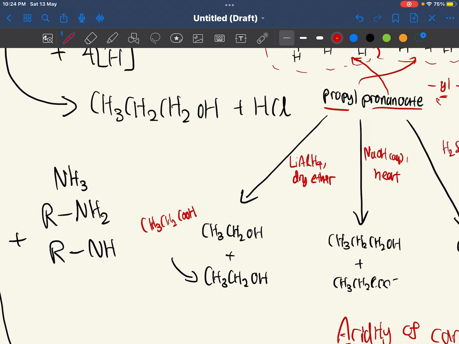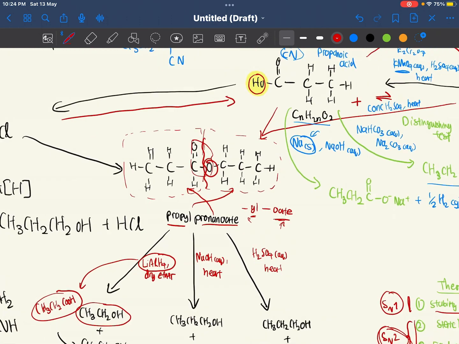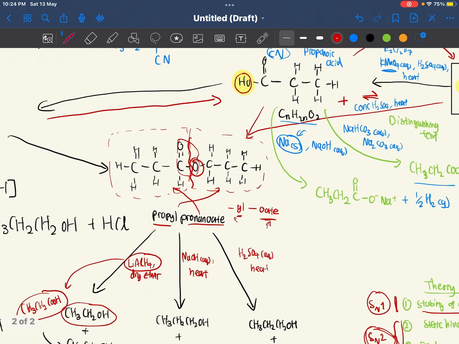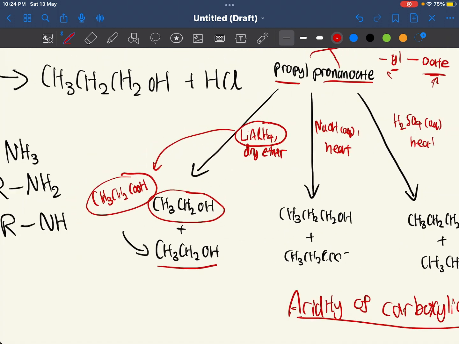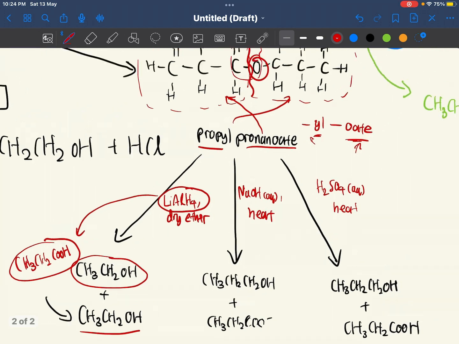So my carboxylic acid here is propanoic acid. So yes, I'll form an alcohol as well as propanoic acid. But recall this lithium aluminum hydride can reduce carboxylic acid all the way to an alcohol, a primary alcohol in this case. So I will have two alcohol products, and just nicely, because I form it from propanoic acid and propanol, I'll get two molecules of propanol.